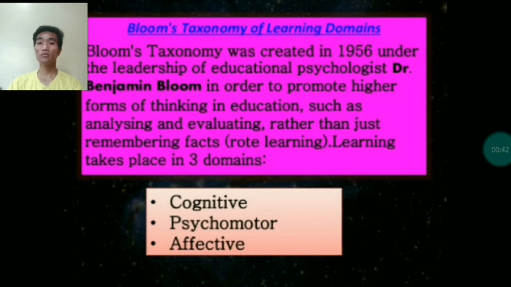According to Bloom's taxonomy of learning domains, Bloom's taxonomy was created in 1956 under the leadership of educational psychologist Dr. Benjamin Bloom in order to promote higher forms of thinking in education, such as analyzing and evaluating rather than just remembering the facts. So there are three domains. First, cognitive, and psychomotor. Last, affective.